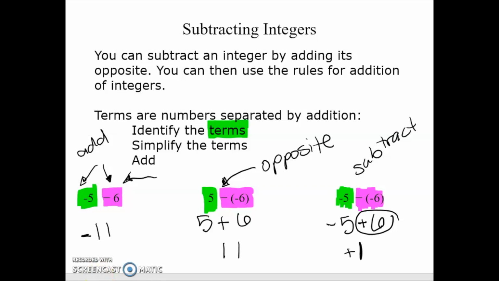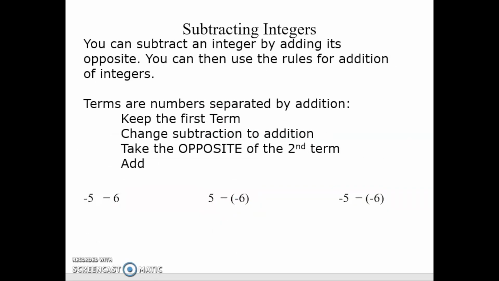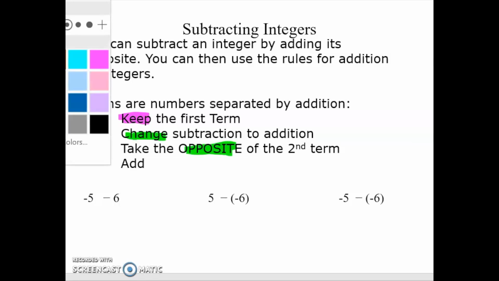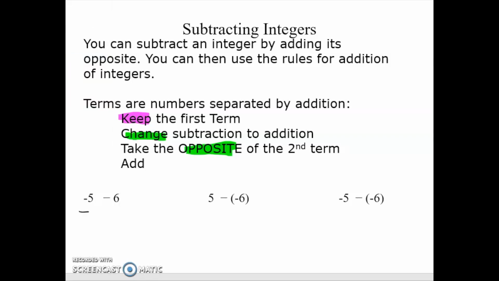Let me show you another way to approach this, and some of you will like this other way a little bit better. Okay, so we're going to look at those same three problems using a different approach, and some people prefer this approach. This approach I like to refer to as keep, change, change. And so what we're going to do is keep the first number the same. So we would look here and say, okay, I see -5, I'm going to keep -5.